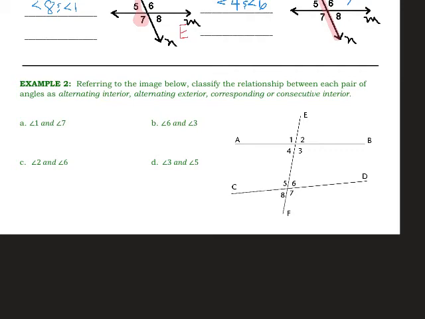So the last one we're looking at is 3 and 5. And if you look at those yellow dots, are they interiors or exteriors? Interiors. Good. Are they alternating or consecutive? Alternating. So the last one should be alternating interior angles. All right, when you're ready, we'll go to the back side so we can finish this up, okay?